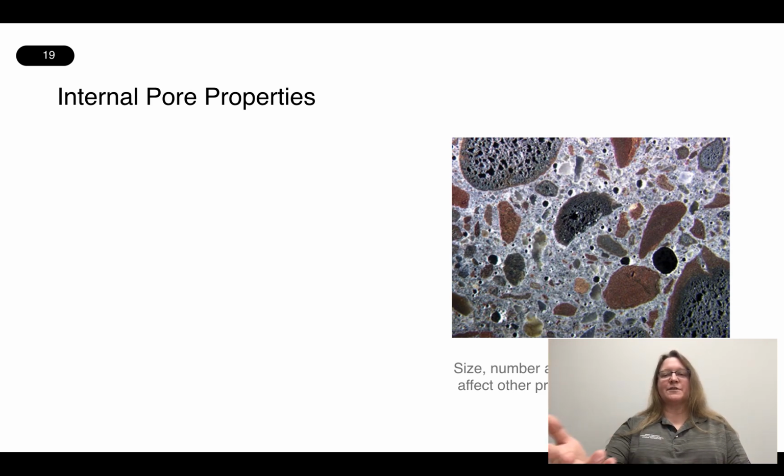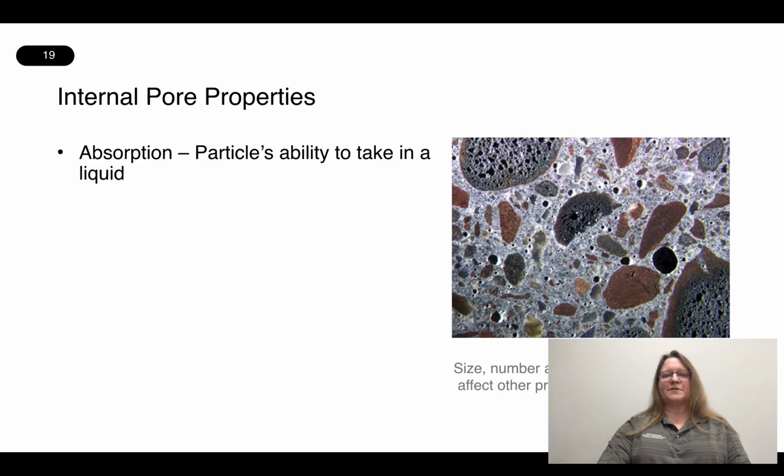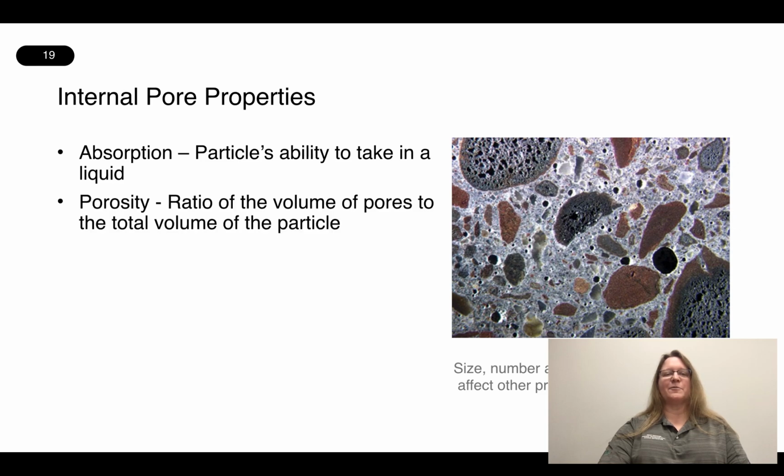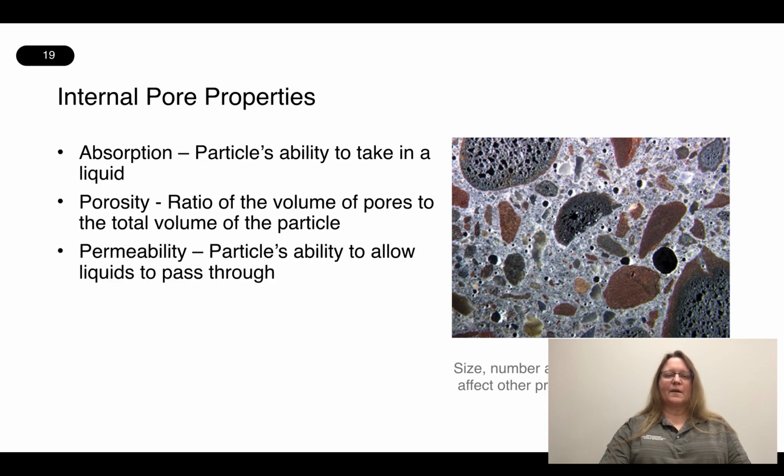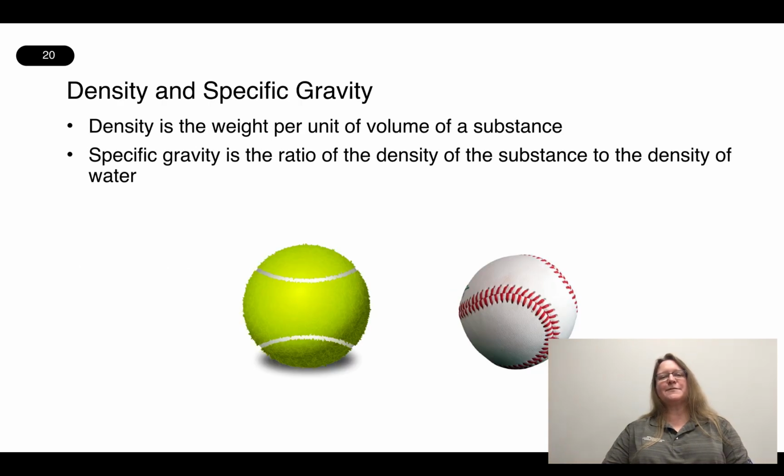So this shows internal pore properties. You can see the graphic on the right. Absorption is the particle's ability to take in a liquid. Porosity is the ratio of the volume of the pores to the total volume of the particle. And then permeability is the particle's ability to let liquids flow through. So density and specific gravity.